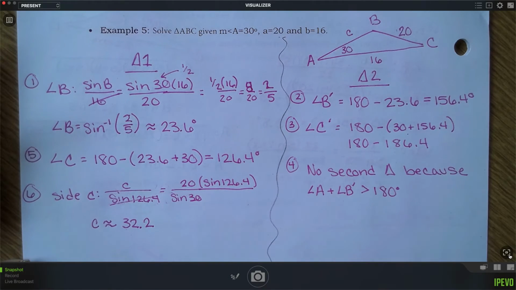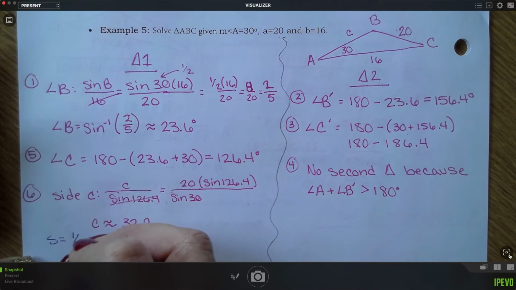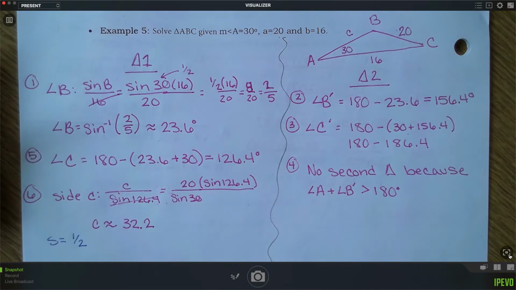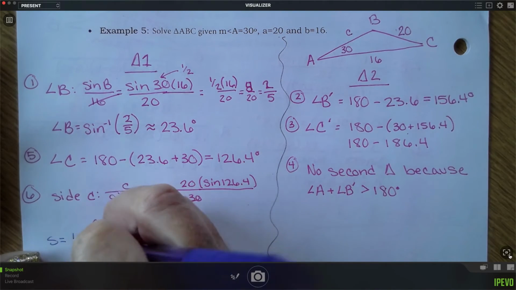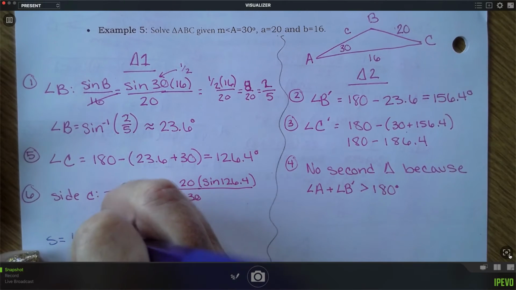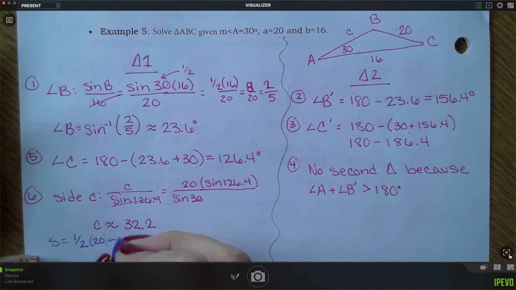So we need little s. What's little s? Half of the perimeter, right? And not all triangles are labeled A, B, C, D, or ABC. It would be a rectangle if it was D, huh? Or a parallelogram. So 1/2 of 20 times, not times. Catch my mistakes, guys. No. Plus 16 plus what? 32.2.